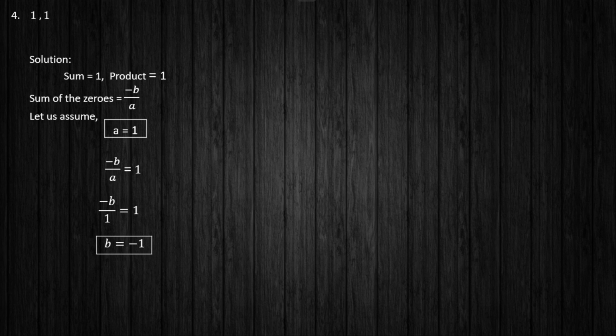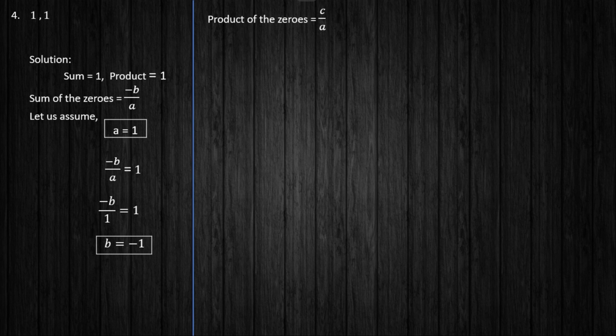After obtaining the value for b, we need to find out the value for c by writing the formula for the product of the zeros. The product of the zeros is given as c by a, where we need to equate c by a to the product. The value for the product in the question is 1. Therefore, c by a is equal to 1. And next we need to substitute the value for a, which is also equal to 1. Therefore, c by 1 is equal to 1. Cross multiplying, we get c is also equal to 1.